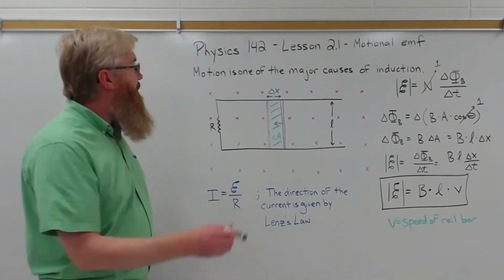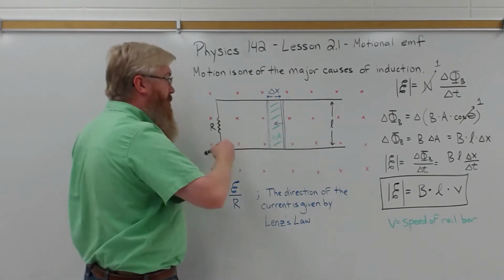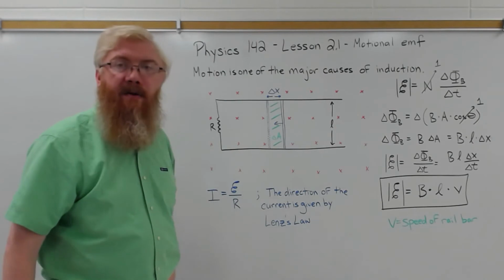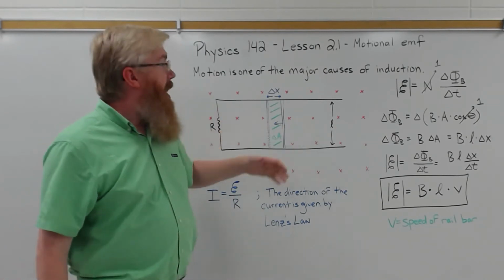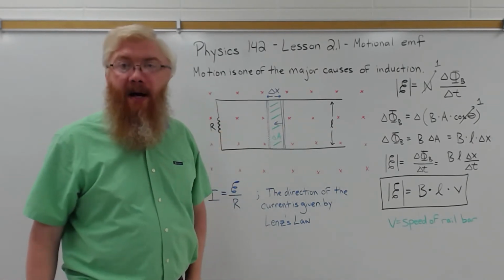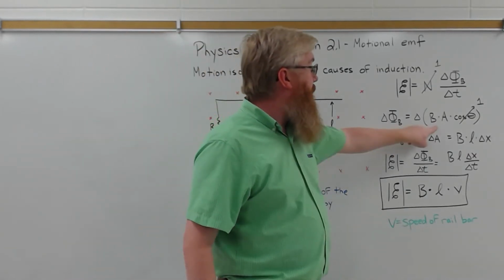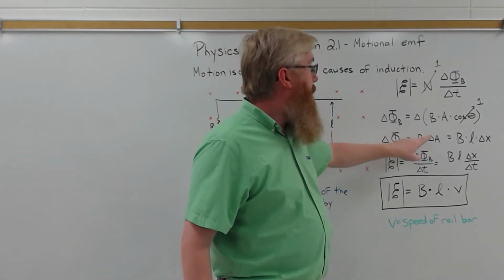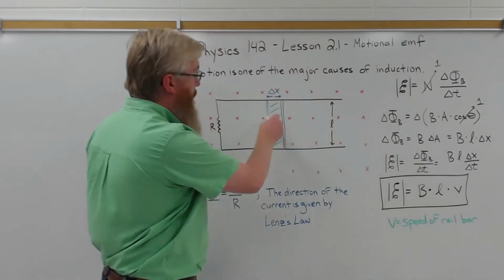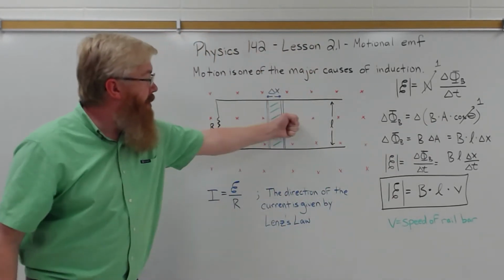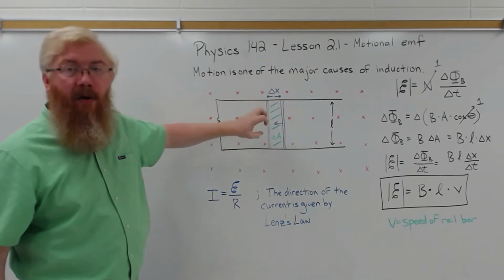The magnetic field is how strong the magnetic field is. We're assuming the magnetic field is constant throughout this entire area, and it doesn't get weaker or stronger with time. It's just present. So the magnetic field doesn't change with time. I'm going to pull that out here. What does change with time is the area. As I pull this to the left, the area gets smaller.